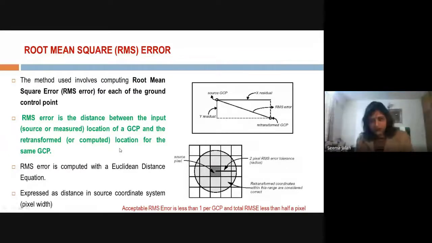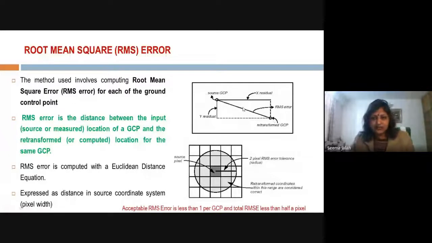So if the input coordinate was, say, 2, 3, second row, third column, then I should get 2, 3 back, but I don't get it. I will get, say, 2.4, 3.2, something like that. So there will be a shift between the computed and the actual source value of the coordinate. This shift will be there.